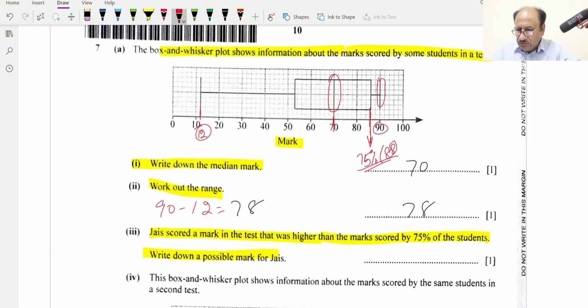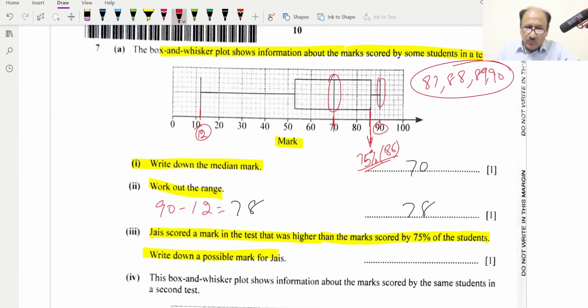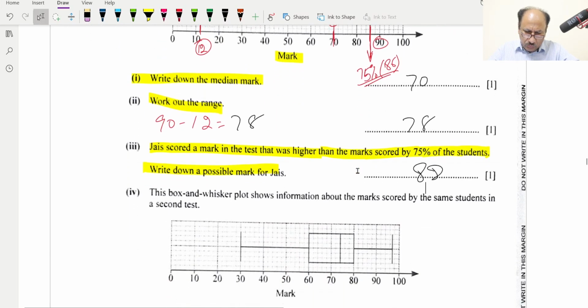This is basically 80, 2, 4, 6, 86 basically, not 88. This is 86. So more than 86 will be 87, 88, 89, and 90. So these can be the numbers. Write down a possible mark for Joyce. So we can write like 88 can be the answer. So next is Part 4.